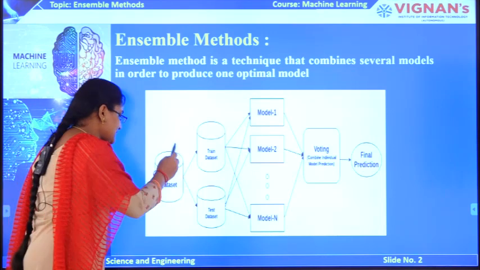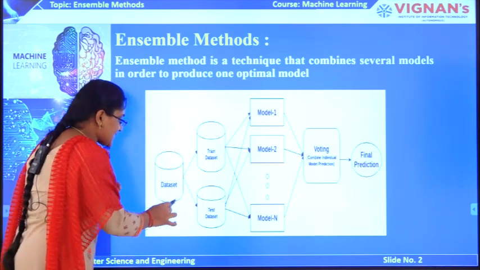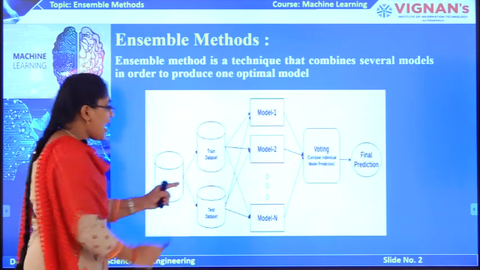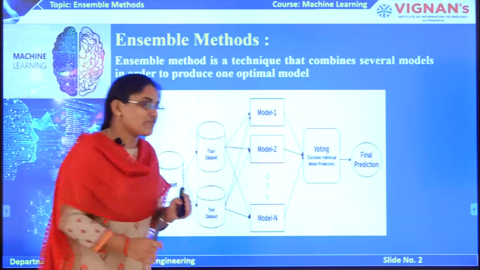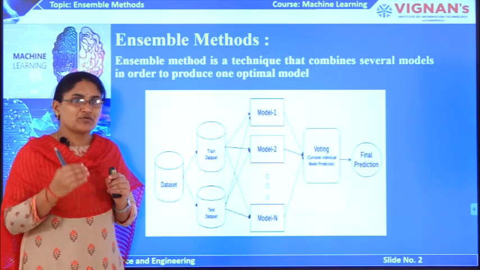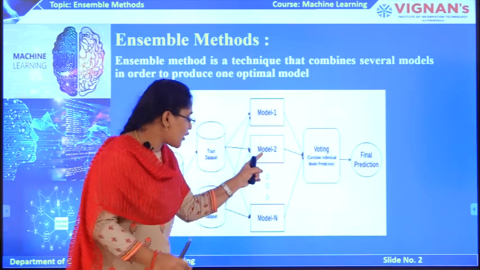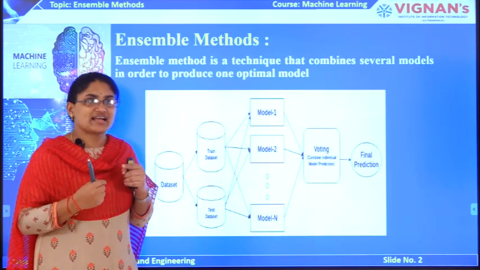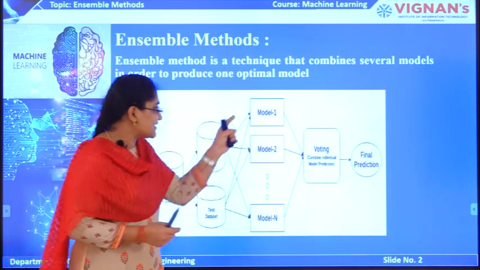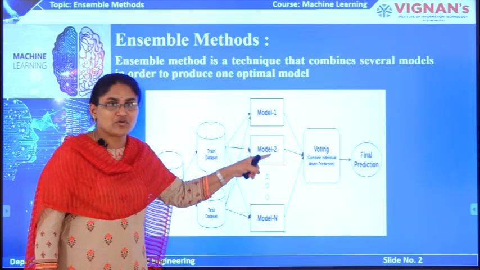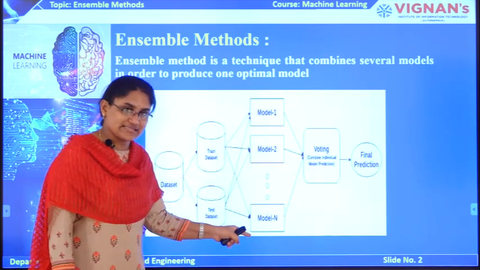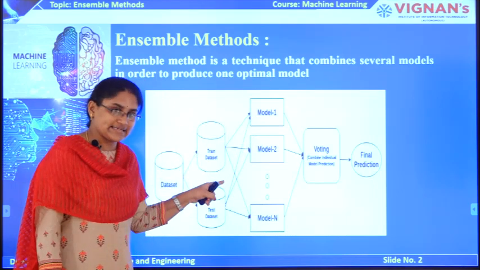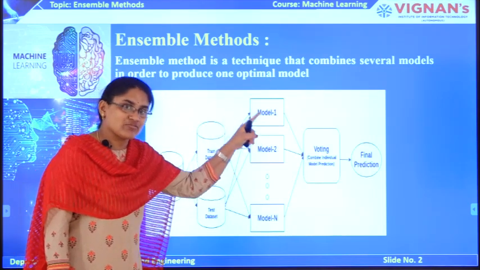Here this is our considered data set, which contains the training data set and the test data set. On this training data set, we apply multiple models: model 1, model 2, up to model n. Based on our requirement, we construct the number of models. These models are nothing but the base models or the base classifiers. After applying all the models on our training data set, we make our models.